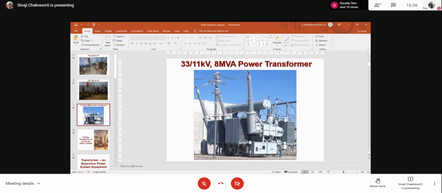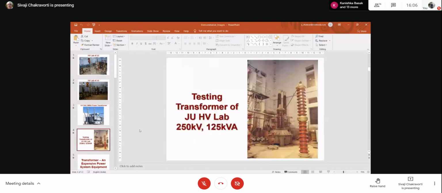So it's a 33 by 11 kV transformer. So this is the 33 kV side and this is the 11 kV side. So looking at the bushing, you can say which one is the high voltage, which one is the low voltage. And if I ask, tell me which one is the HV side, don't look at anything else, just look at the bushing. Always the high voltage bushing will be much bigger, so you can always say which one is the high voltage side. So these are the typical components, and inside the transformer, of course, we cannot see.